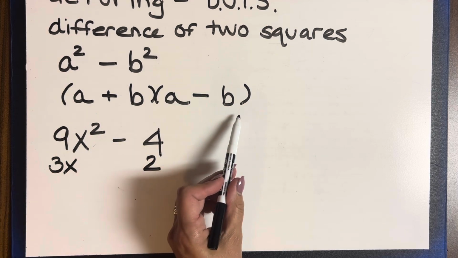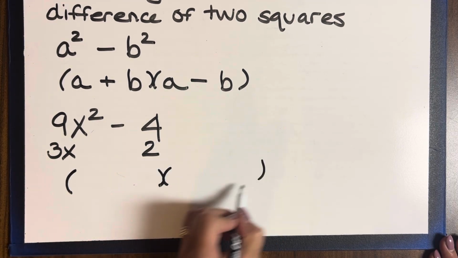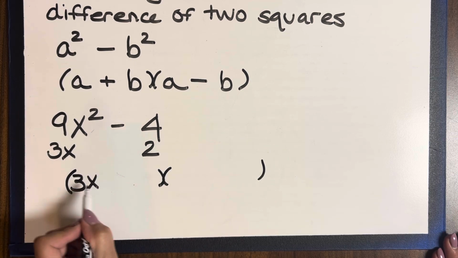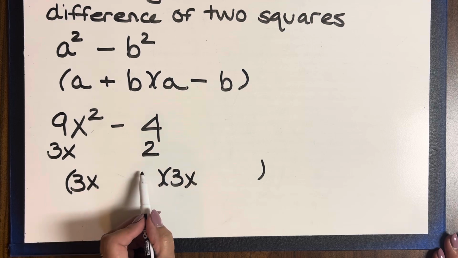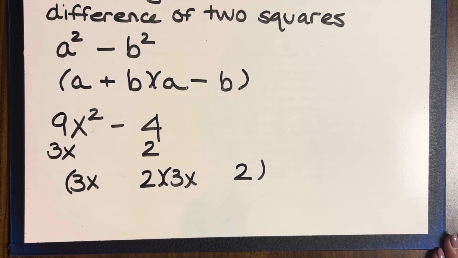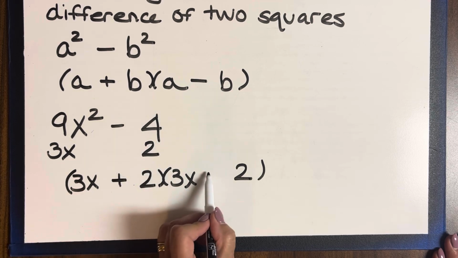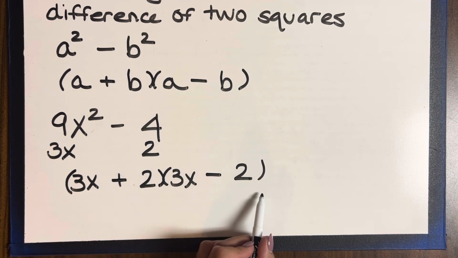Now we're going to model this after the parentheses up here. I'm going to have two sets of parentheses. I put a 3x in each of the first positions, and then I put a 2 in each of the second positions. One of them has to be addition, the other one has to be subtraction, and this is my final answer. That's how I factor a DOTS.